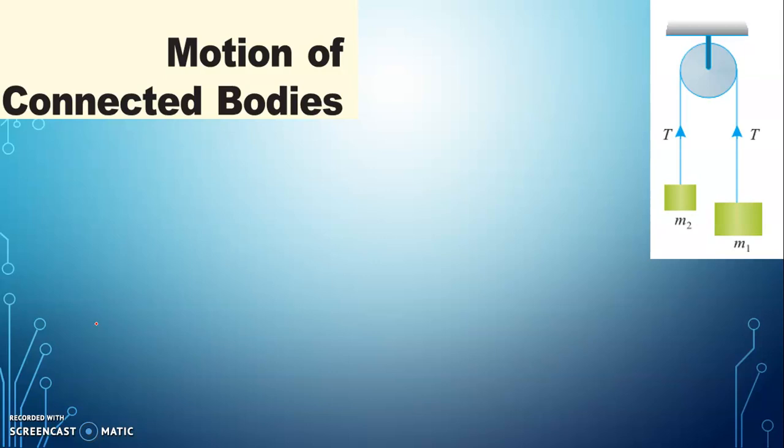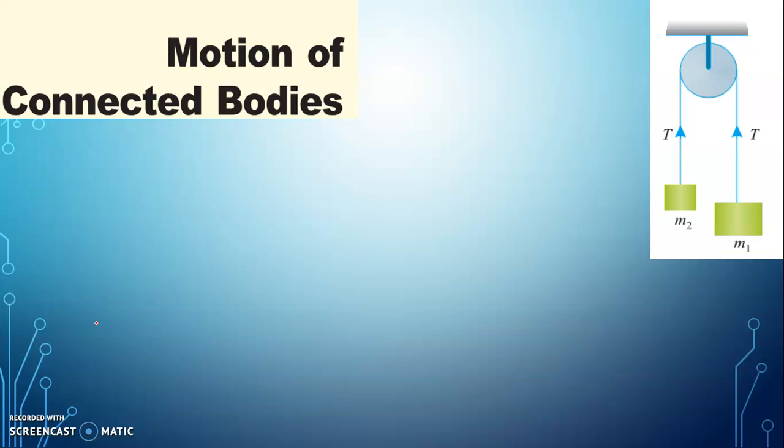So we'll be continuing our topic, Newton's second law of motion, and in connection with that we have already discussed D'Alembert's principle. So we will be using Newton's laws of motion or D'Alembert's principle in the upcoming problems. Today we will be discussing the motion of connected bodies. Motion of connected bodies means two bodies connected by a string or any other means.